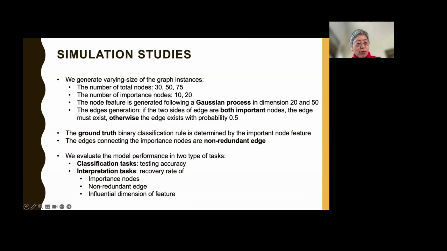Okay, I have about 15 minutes left. I'm going to talk about the numerical study. First, the simulation study. So this is the setting.